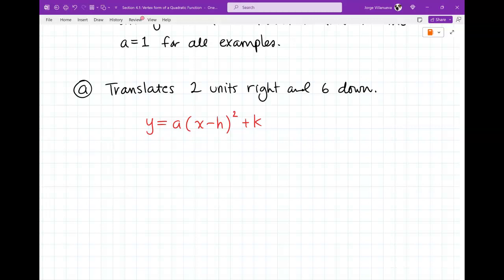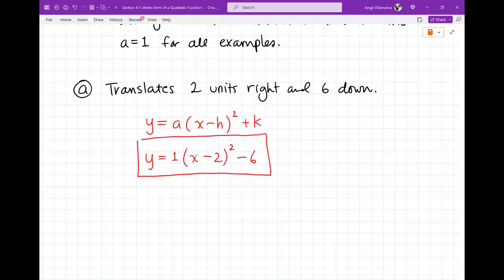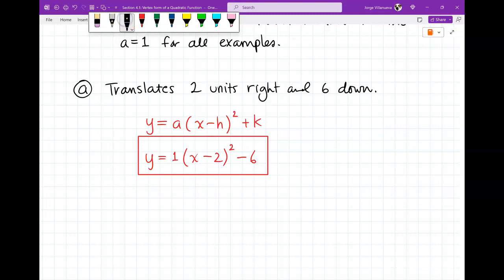So they told me A is going to be 1, right? So that means y equals 1. X, all right, well, it says 2 units to the right, so what do I put? Negative 2, so minus 2 squared, and 6 down, what do I write? Minus 6, and that's it. That's all you guys got to do. Notice you did that before with the absolute value, so this isn't brand new information. It's just a different way of writing it. All right, so here's one more, and then we'll move on to the graphing.